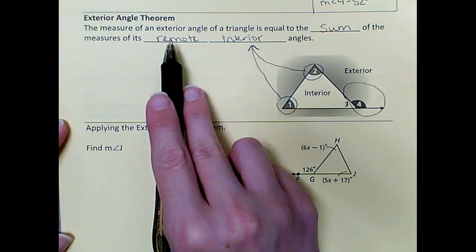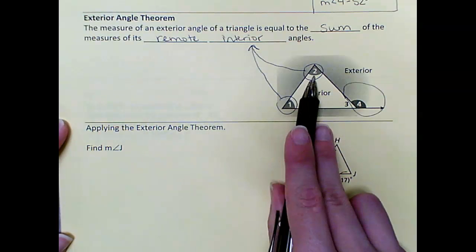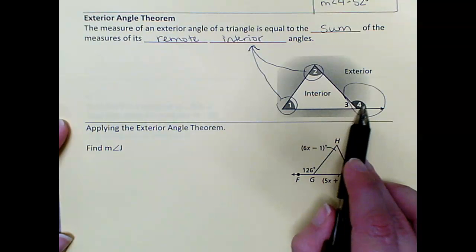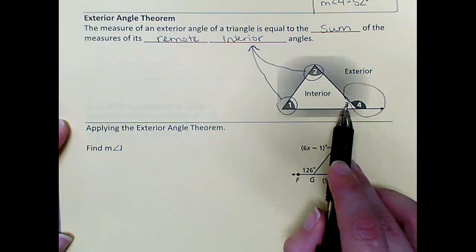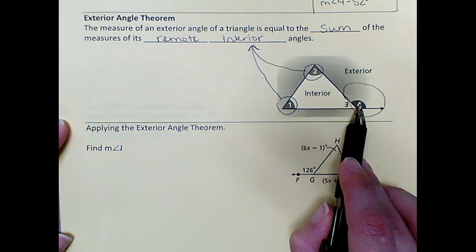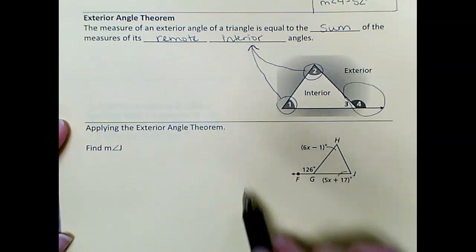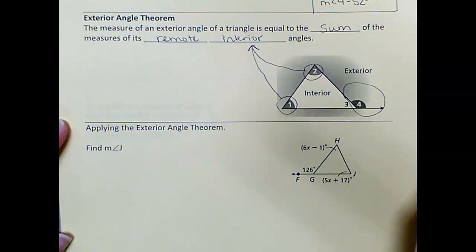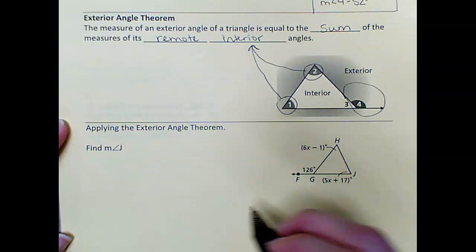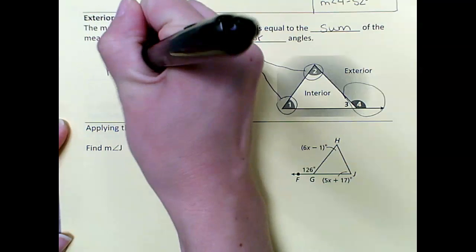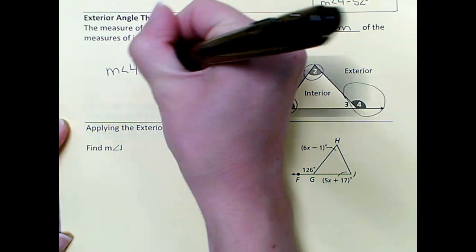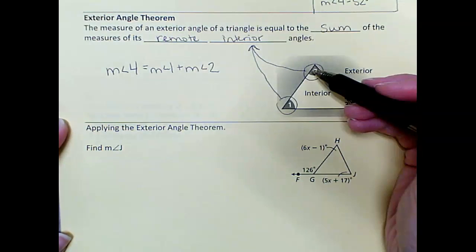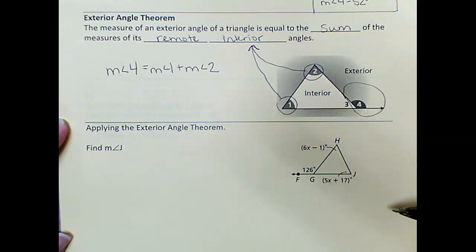So when it's talking about the remote interior angles, there are 3 interior angles, but the 2 that are the remote are the ones that are really far away from the exterior angle that you're talking about. So not angle 3 because it's close here, but angles 2 and 1 are the remote interior angles from this exterior angle right here. So the exterior angle theorem says that if I have the measure of angle 4 that I'm looking for, I can find it by taking the measure of angle 1 plus the measure of angle 2. So if I add these 2 together, it should equal this amount.